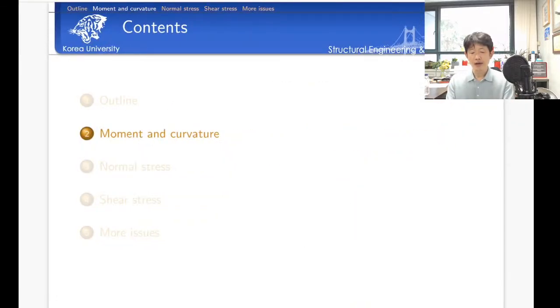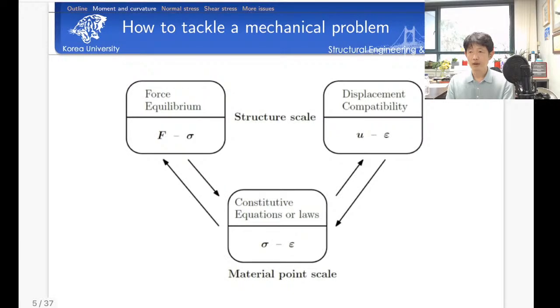So because the outline was short, that's why I didn't make a break before we talk about moment and curvature. So now let's revisit my diagram. How to tackle a mechanical problem is always the same. We have to use the force equilibrium and then displacement compatibility.